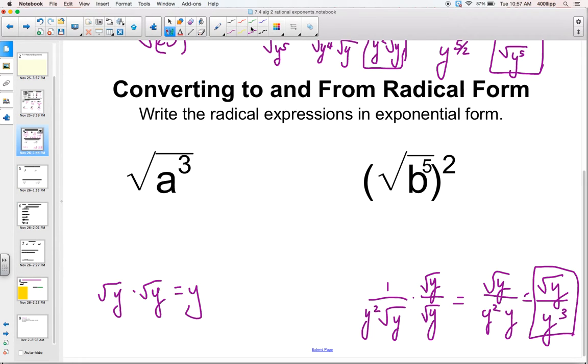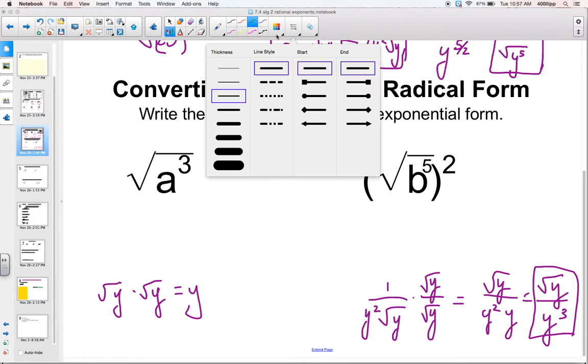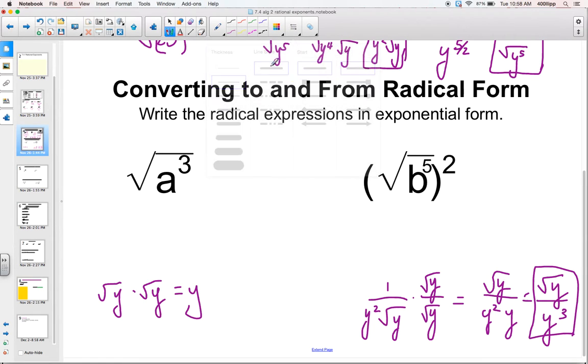So for this kind, now we're going the opposite way. For this, we're going to write the radical expressions in exponential form. Right now they're in radical form because they have a radical. So again, we're going to use power over root. We keep our base a, and then our power is 3, and our root is 2. If there's no number written in, then the number is a 2. So 3 over 2. That's it.